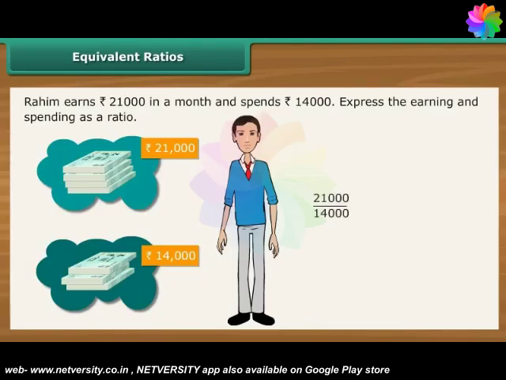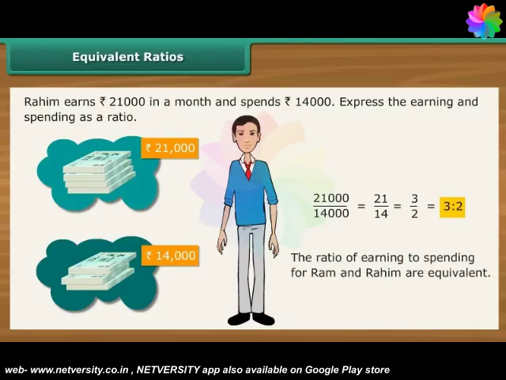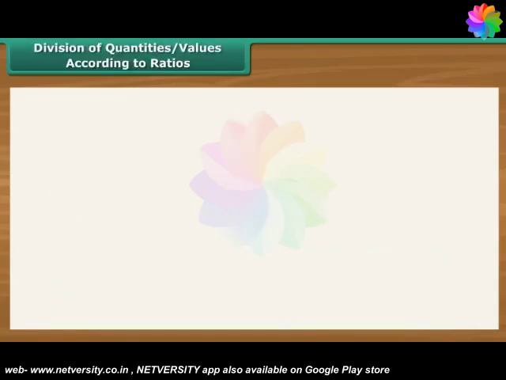21,000 by 14,000 is 21 by 14, which, when reduced to lowest terms, is equal to 3 by 2, or 3:2. It means that out of every 3 rupees earned, Rahim also spends 2. The ratio of earning to spending for Ram and Rahim are equivalent. Division of quantities, values, according to ratios.